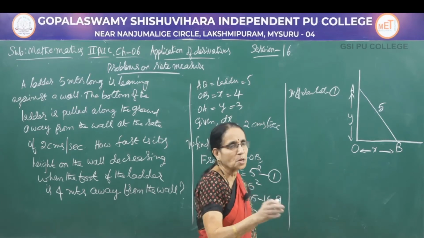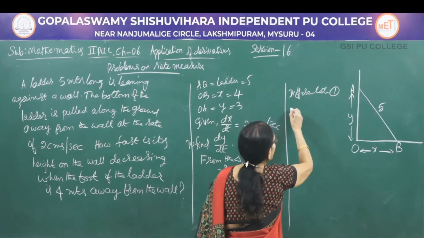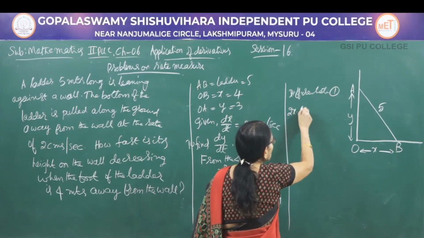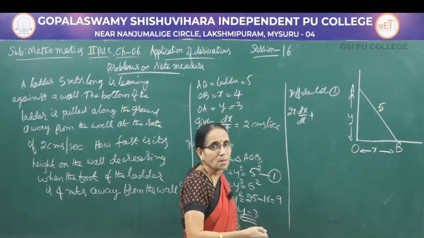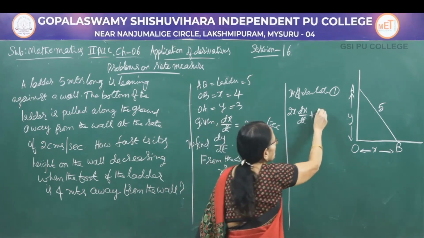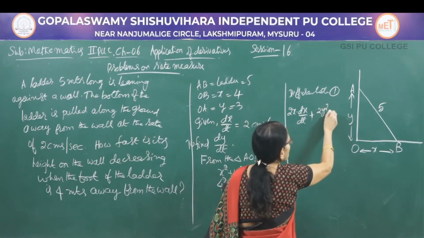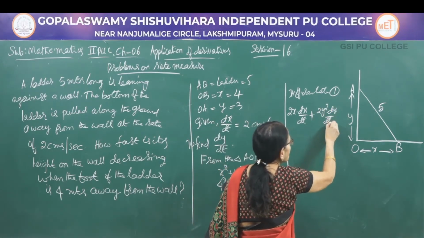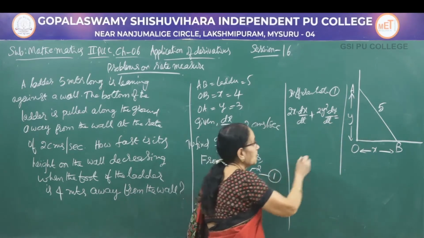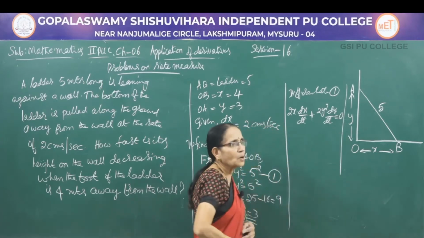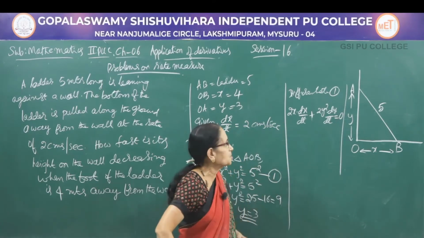Of course with respect to t only. That is, x squared becomes 2x into dx by dt. Now we are applying the chain rule, and y squared becomes 2y into dy by dt. Now look at the right hand side: 5 squared, being a constant, when you differentiate, it becomes 0.